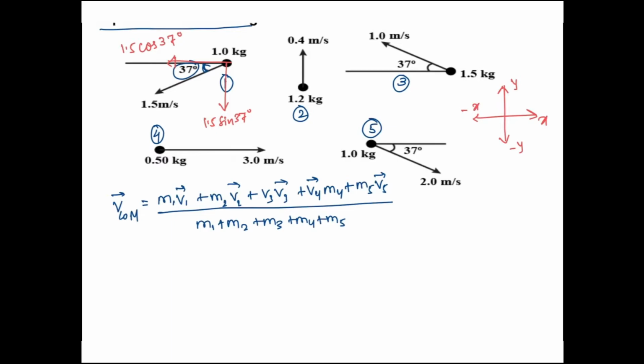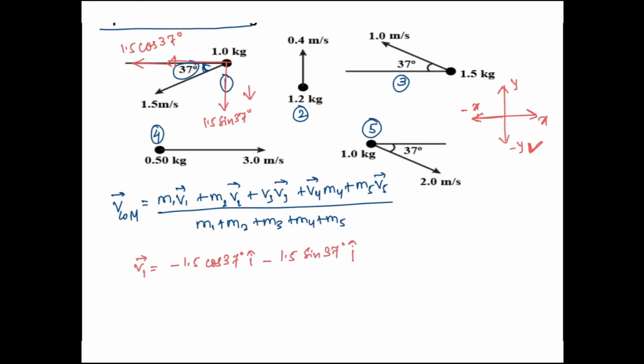So here what will be the value of v1? v1 will be equal to minus 1.5 cos 37 degrees i cap, because it is towards the left, minus 1.5 sine 37 degrees j cap, and it will be negative because it is below the x-axis.